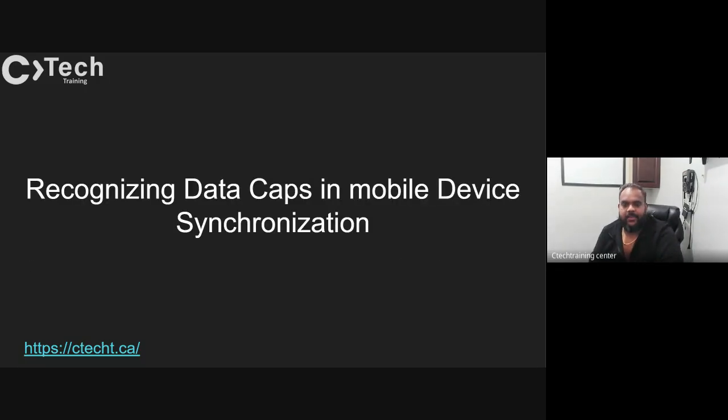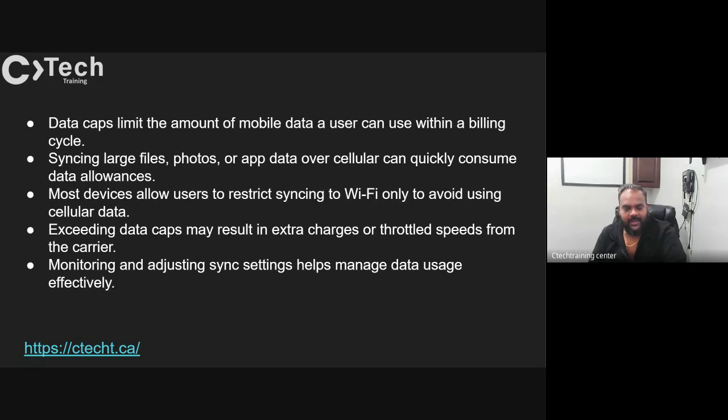Recognizing data cap in a mobile device. A data cap limits the amount of mobile data a user can use within a billing cycle. You guys probably have unlimited data nowadays, but back in the day we never had unlimited data. Okay, we had like 10 gigs or so, and if you went over it, I think every 1 meg was like $10 something. So you can actually restrict, saying that after 10 gigs you're not allowed to go over until the 21st of every month. You can actually do that.